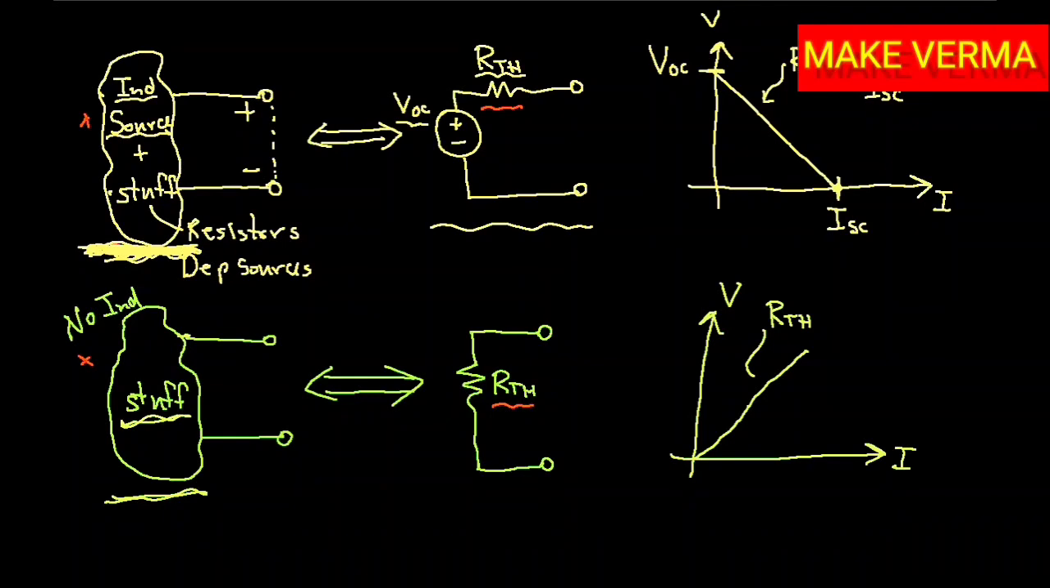If I do have dependent sources, then what I have to do is put a test source across these two terminals, say a 1-volt test source, and then I look at the current that flows in. And then the ratio of the voltage, this 1 volt, to the current will tell me what RTH is. There will be plenty of videos that show examples of doing this, both for the independent sources plus stuff and the no independent sources case.